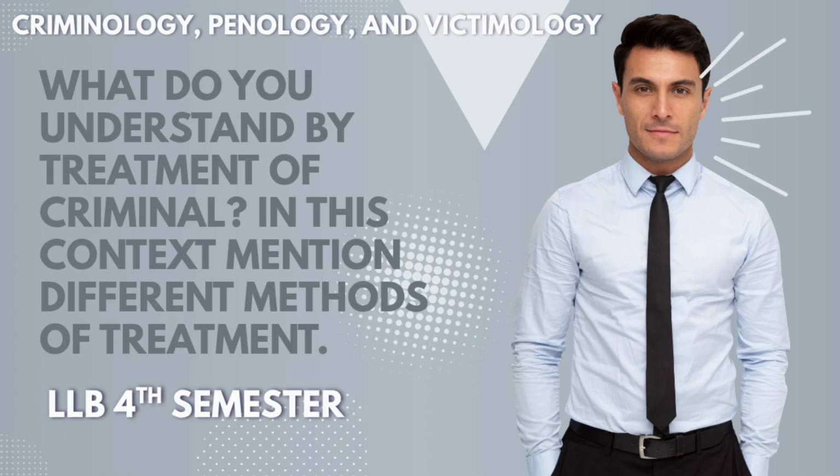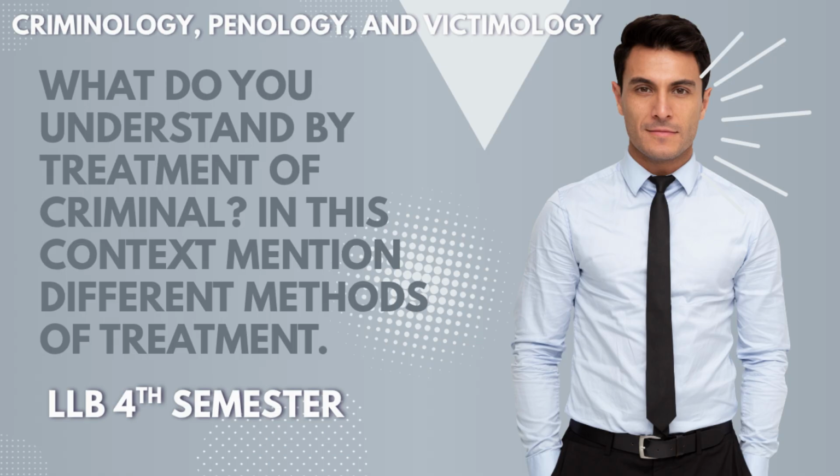Different methods of treatment of criminals. 1. Punitive method. The punitive method is the oldest method of treating criminals. Under this method, punishment is imposed to make the offender suffer for committing the crime. Imprisonment, fine, and in exceptional cases, capital punishment are examples. The purpose is to maintain law and order and discourage others from committing similar offenses. Although punishment is necessary for serious crimes, modern criminology believes that punishment alone cannot reform every offender.